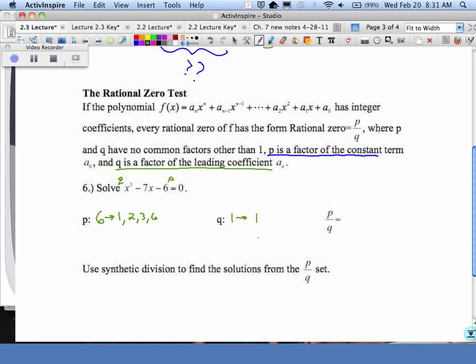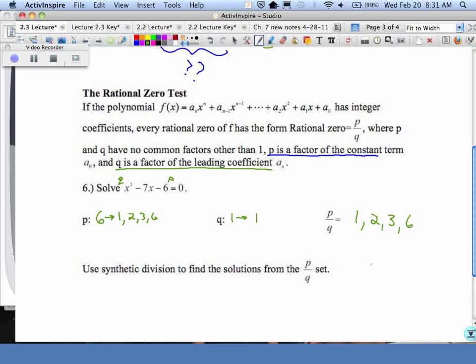Now, some of you might be asking, why didn't you do the negative 6? And you can write down negative 6, but here's what happens. Take every one of your p values and put it over q. So that's 1 over 1, 2 over 1, 3 over 1, and 6 over 1, right? So 1, 2, 3, and 6 are all the p's over q's.